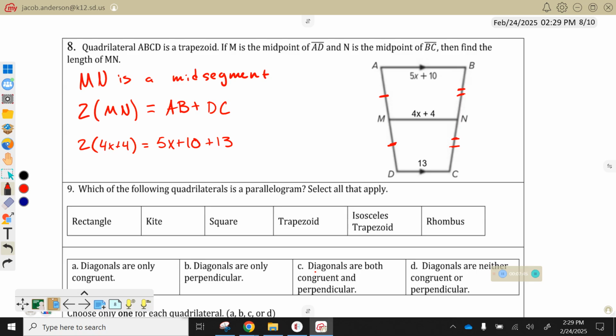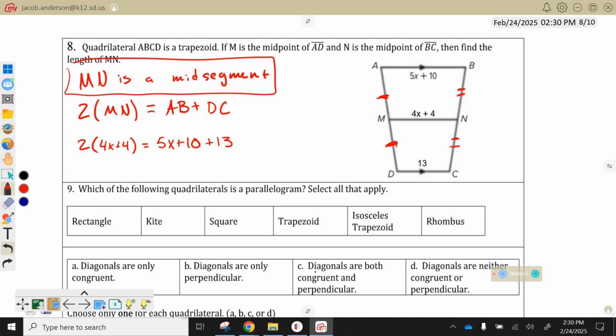Number 8, quadrilateral ABCD is a trapezoid. M is the midpoint. I marked that by showing here and here that it's a midpoint. And then on the other side, N is a midpoint as well, which I've marked with double markings. I just wanted to state one more time that MN is a mid-segment. That's a vocabulary word that we use. That length from M to N, if you look at the picture, is a mid-segment.